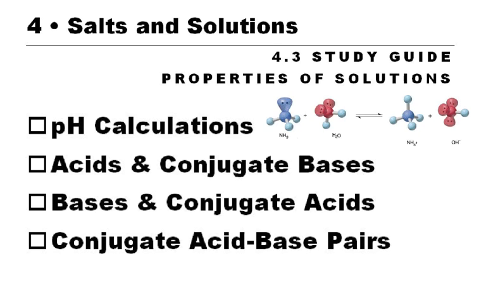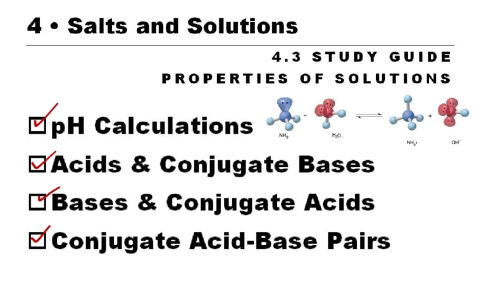I'm going to spend a few moments here and go through the answers for the 4.3 study guide. We're going to look at pH calculations. We're going to look at acids and their conjugate bases, bases and their conjugate acids, and finally conjugate acid-base pairs.